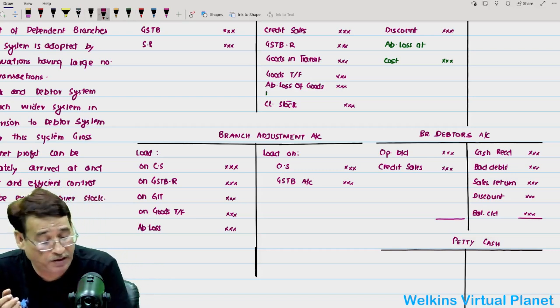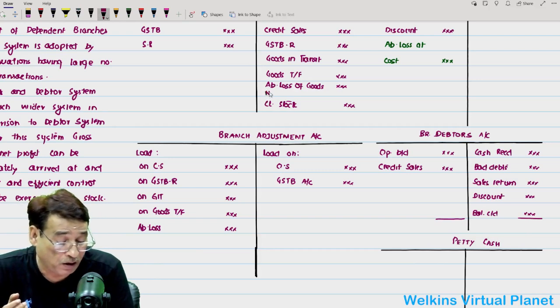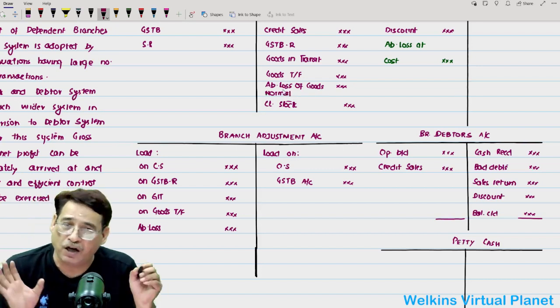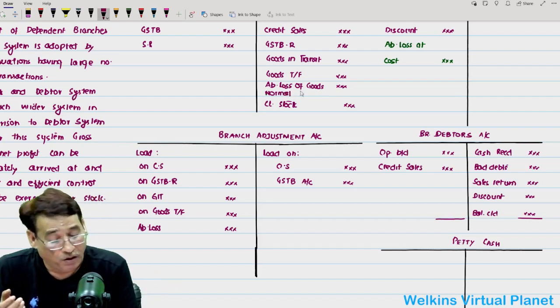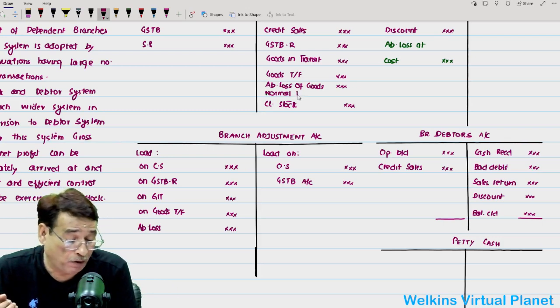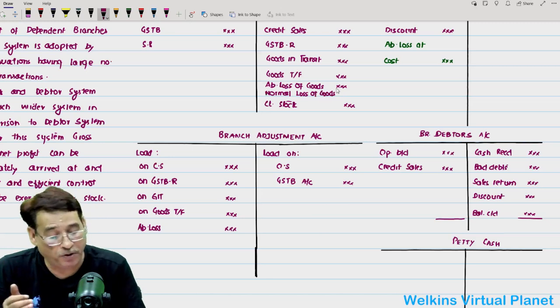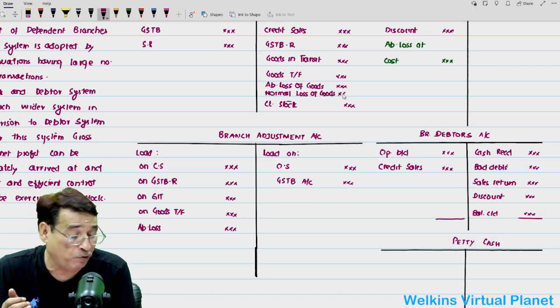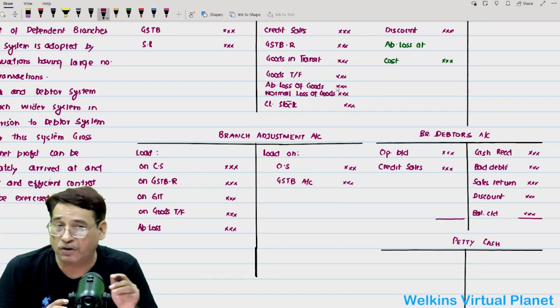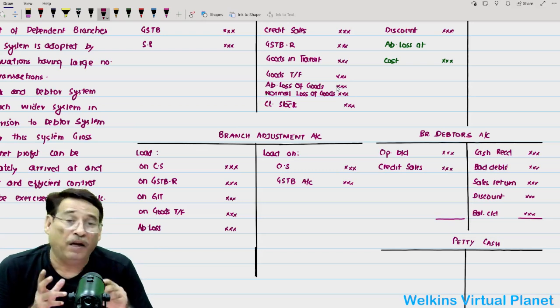If there is some normal loss of goods, one way is that you simply ignore it and do not show it in your accounts at all. This is a simple rule. You can apply it. Normal loss of goods, if there are any, either you can simply ignore it, or if you want to show it, then number one, you will have to write it towards the credit side of the branch stock account.